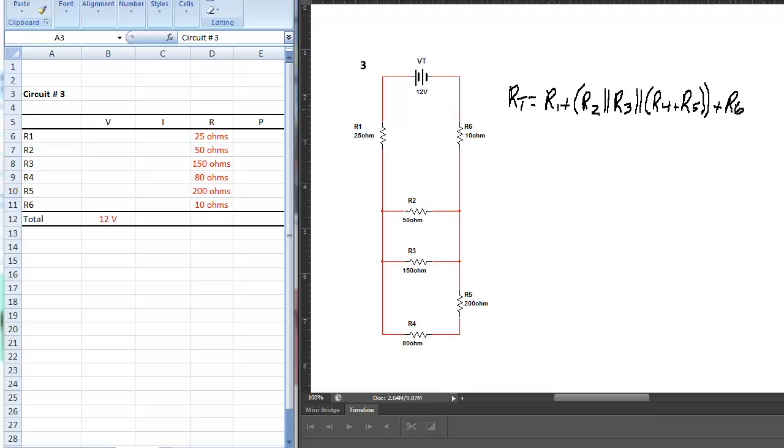So whether you add R6 on to the end or stick it in before, so R1 plus R6 plus, and then this bracket here, makes no difference. I just choose to go from the positive, work my way around when I'm writing this little function here, and then obviously I finish up with plus R6.